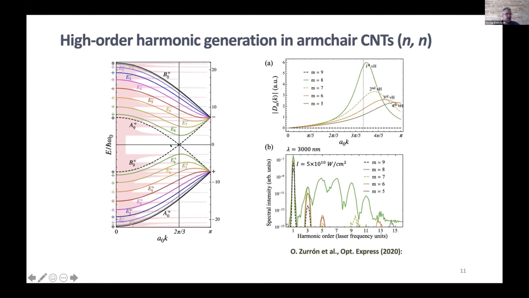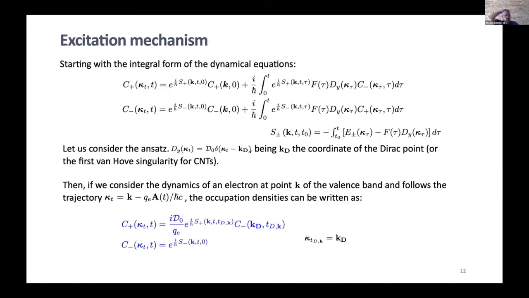The other points of the Brillouin zone, where the Berry connection and the curvature of the bands is weaker, contribute to the lower harmonics, mainly with intraband radiation. I then pass to discuss the model for high harmonic emission that yields from these results. To explain the emission mechanism, we first write the general solution of the time-dependent Schrödinger equation in integral form.